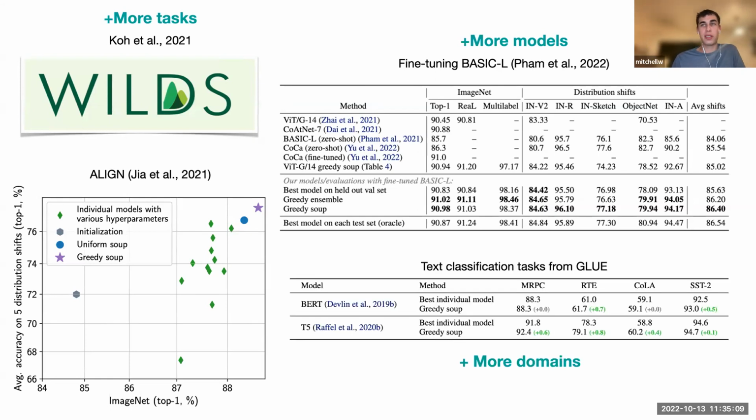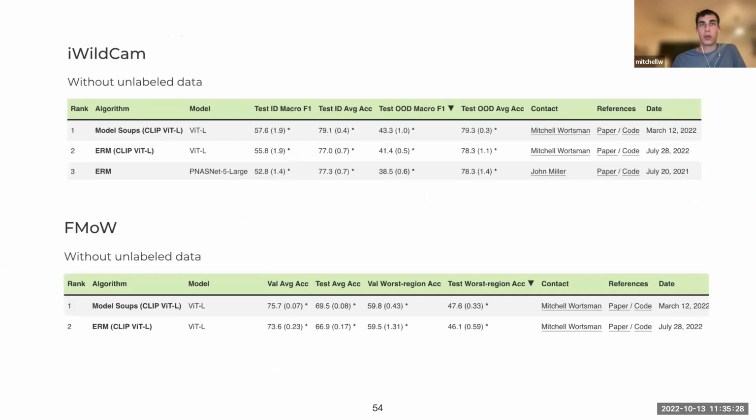We also look at more domains, such as text classification, where we can also observe performance improvements, but it's not as ubiquitous as the results in computer vision, because sometimes you don't see performance improvements from this procedure. Here are the leaderboards for iWildCam, a dataset with geographic and temporal distribution shift, as well as FMoW, which is just geographic distribution shift. Okay, so that's the end of model soups.